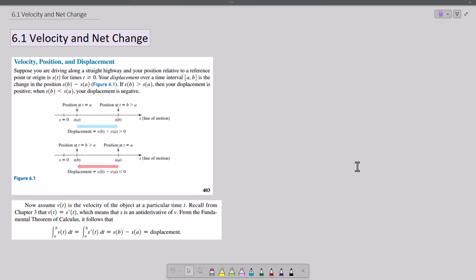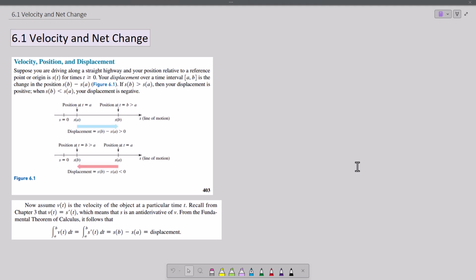Now, if the terminal position, s of b, is to the right of the initial position, then the displacement is going to be positive. So if we have that standard number line and positive numbers are to the right, if position a puts us here and position b puts us here, so we start here and move this direction, we have positive displacement. And if we end up to the left of where we started, we have negative displacement. So displacement is different than distance. Displacement can be negative. Distance traveled is never negative. So we have to distinguish between those two things.